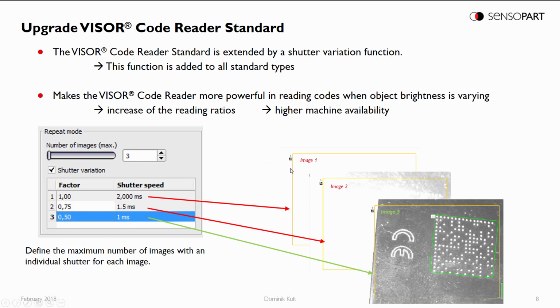And the result you see on the right side: the first and the second image are much too bright. You cannot read the code. And with the third image, you read the code. And with this image, all data are sent out, and the image counter and archiving is started.